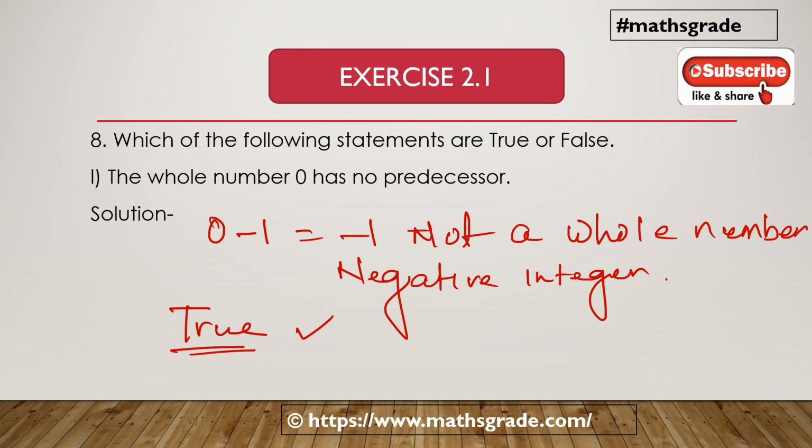Whole number 0 has no predecessor. The predecessor of 0 is minus 1, and minus 1 is not a whole number. So it is true. Whole number 0 has no predecessor because minus 1 is not a whole number.